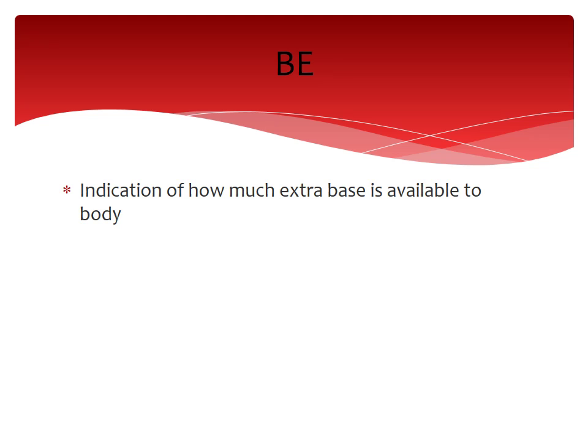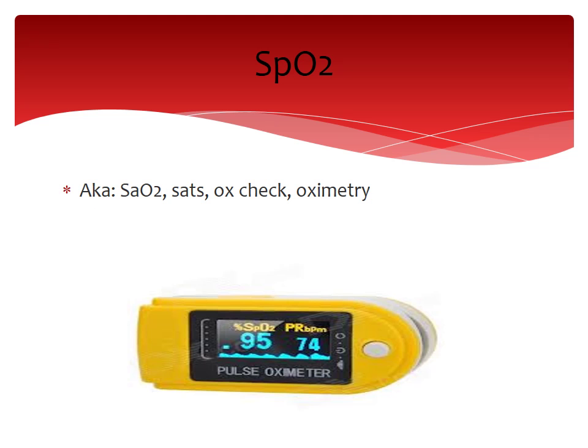It's the same measurement. It goes the same direction as your bicarb. So if your base excess is high, your pH will be high. If your base excess is low, your pH will be low. Okay? All right. Another component you may or may not see on a blood gas, it kind of depends on the lab, but I just wanted to mention it in case you see it.